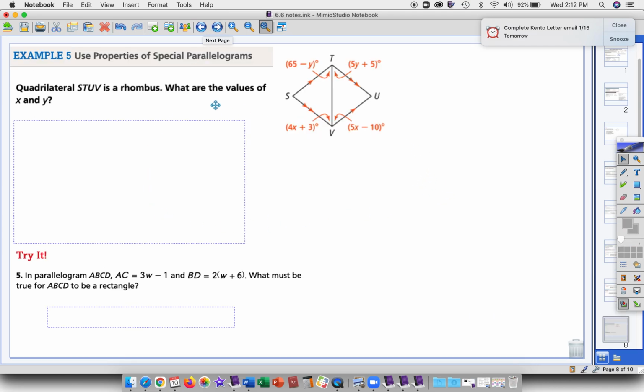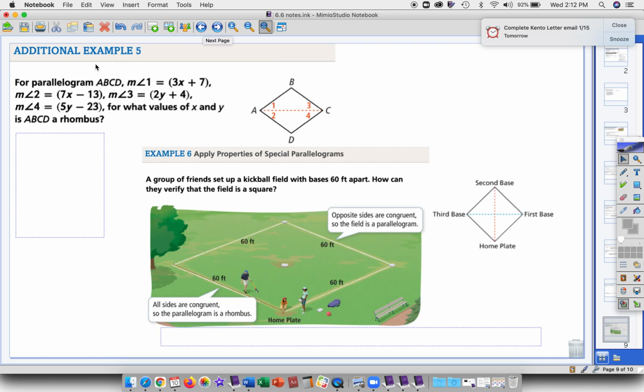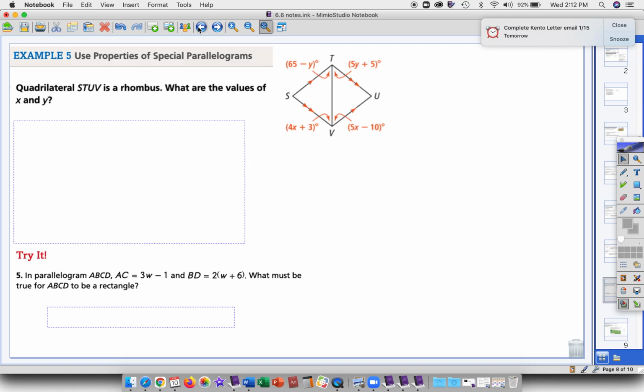Example 5, we're given that STUV is a rhombus. What are the values of x and y? Go ahead and try this example using the theorem that we talked about with the angles. Also try it number 5 and additional example number 5. Try those and then come back when you're done.